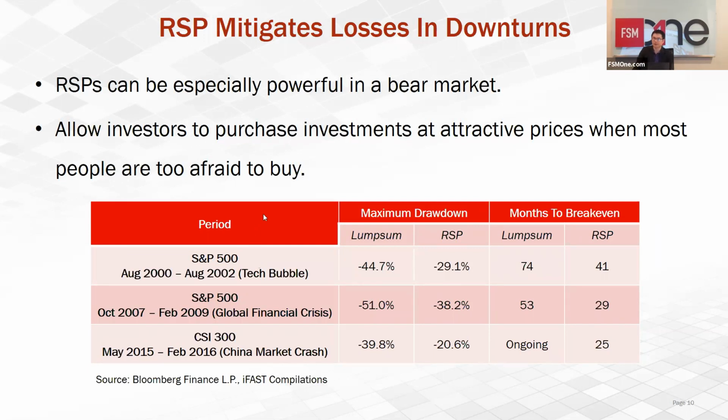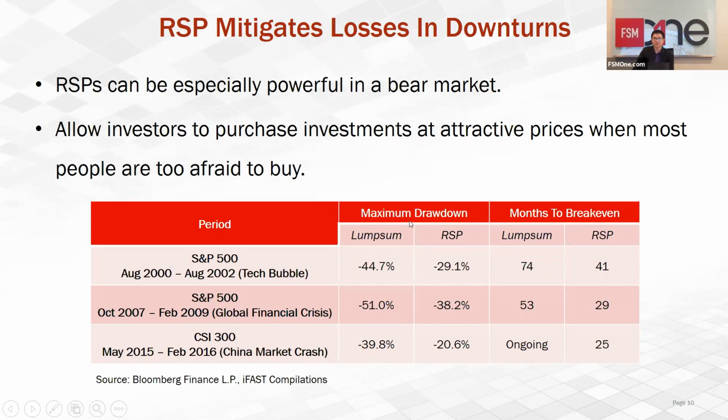If you compare the performance of the lump sum investor versus the RSP, you can see that in the tech bubble and global financial crisis, as well as the Chinese equity market crash back in 2015 to 2016, investors who did the RSP method of investing had better investment performance than the investors who did a lump sum investment just before the market crashed.